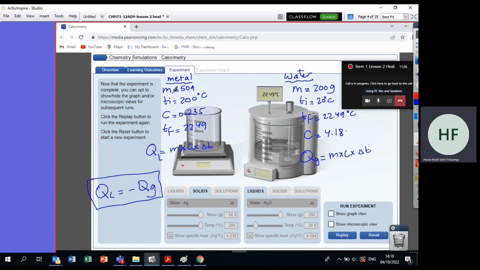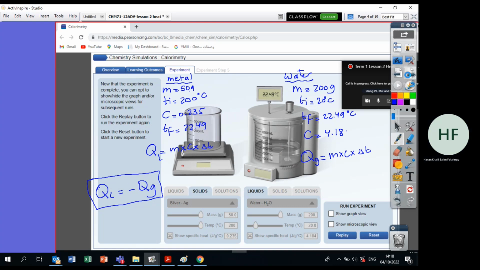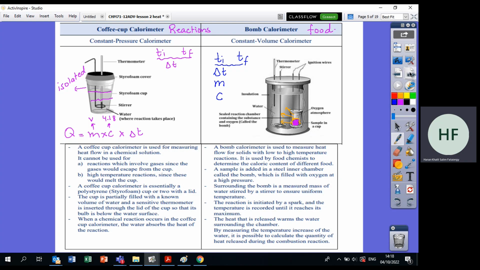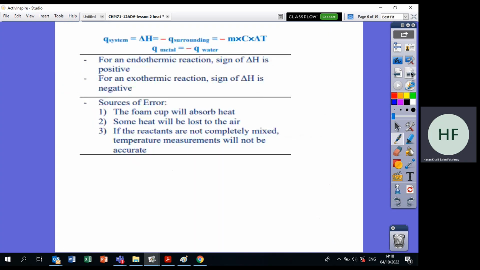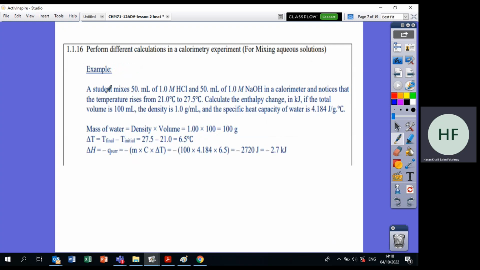Calculate Q here and calculate Q here and check what I am saying. And when you finish, you can go to this link, choose any metal you want, put it at any temperature you want, and then drop it into water and then calculate Q in each case and compare it. Okay, so this is the way a calorimeter works.